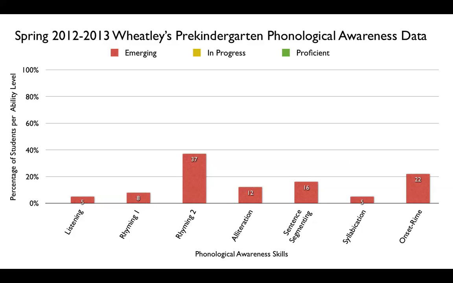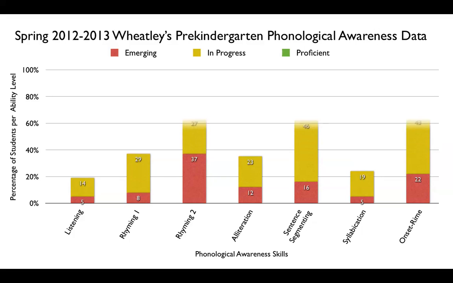What do we see here? We can see that 37% of our students scored emerging in rhyming 2, followed by 22% for onset rhyme. Next is in progress. Now we see that our students' composite performance for those in progress and emerging is in the 62 to 65% range. Areas in this range may indicate that it's an area of need.